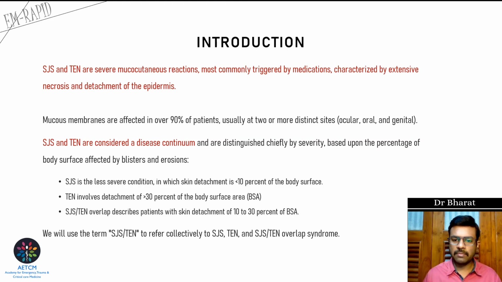and are distinguished chiefly by severity, based upon the percentage of epidermis that is affected by blisters and erosions. Stevens-Johnson syndrome is the less severe condition of the two, in which skin detachment is less than 10% of the total body surface. Toxic epidermal necrolysis involves detachment of more than 30% of body surface area, and between 10% to 30% is an overlap area which is called Stevens-Johnson overlap syndrome. Now, in this talk, we will use Stevens-Johnson syndrome and toxic epidermal necrolysis together as SJS/TEN.